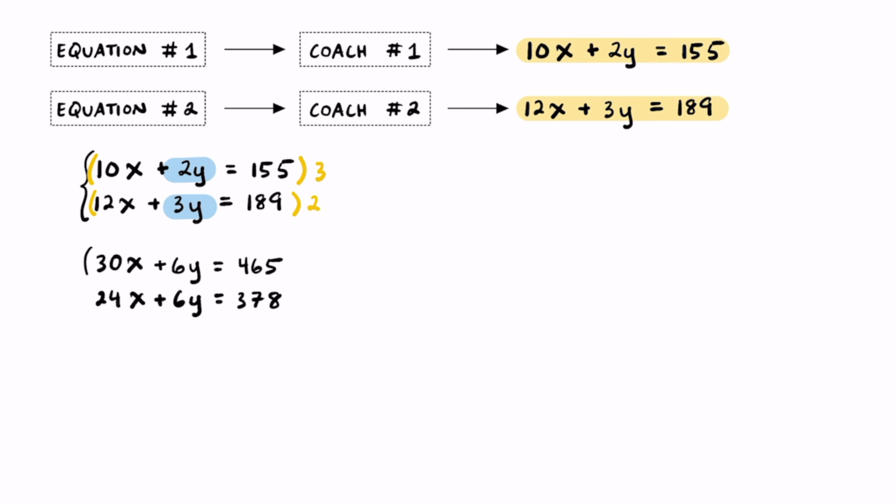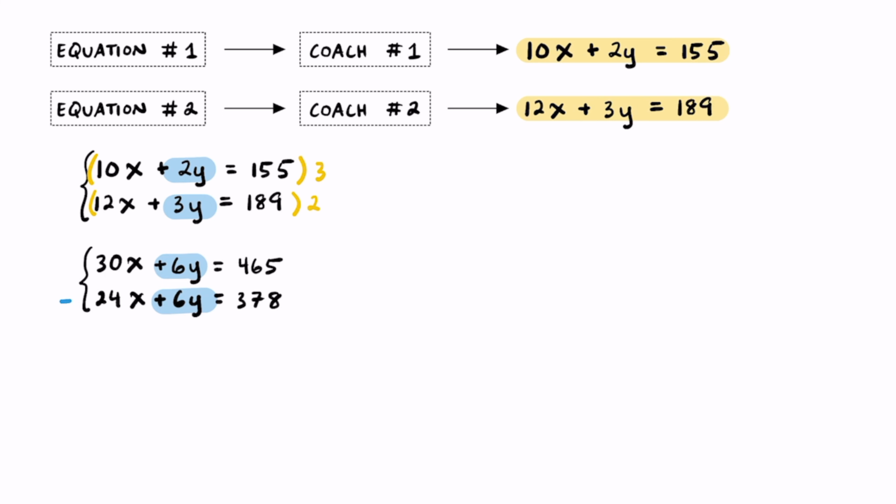Now these equations are in perfect form for us to use our elimination method. Based on what we just did, we got these coefficients for the y terms to match, so we have 6 and 6. Now what's going to eliminate these y terms? I think it's going to be subtraction, right? Because 6y take away 6y would equal 0y.